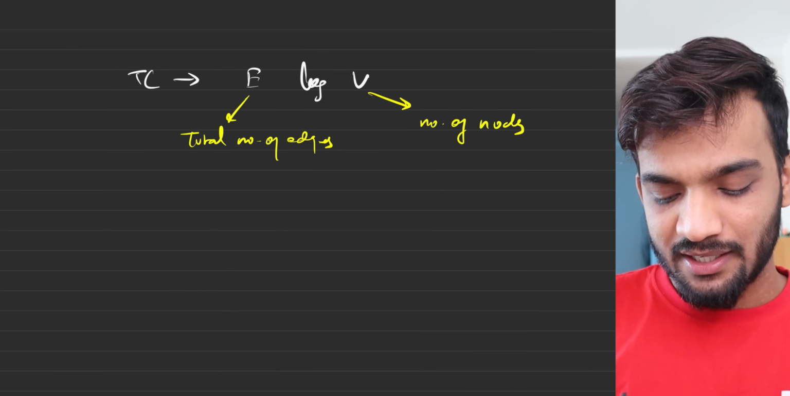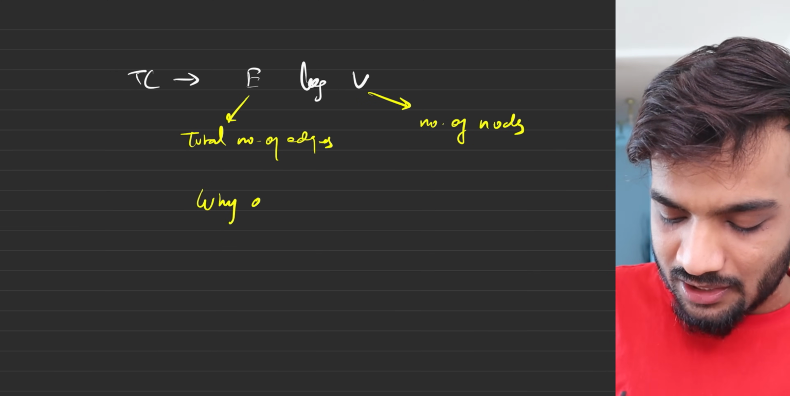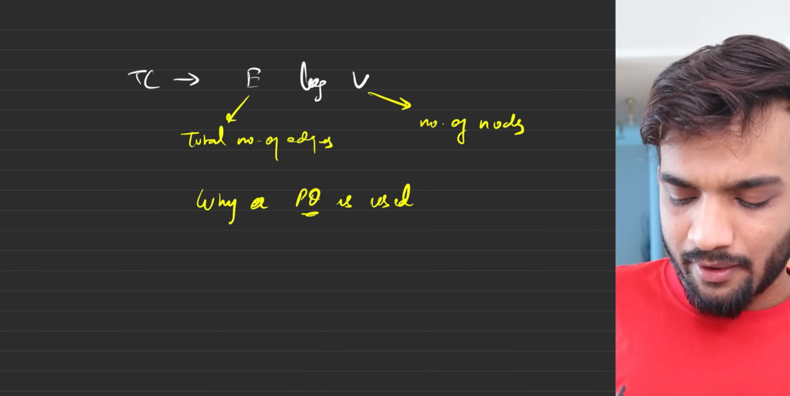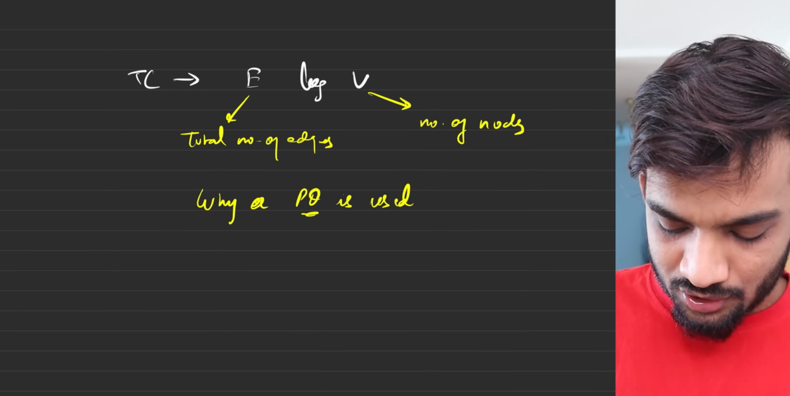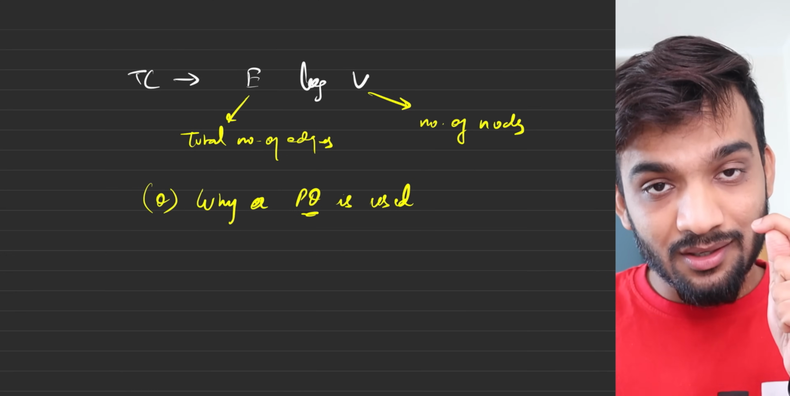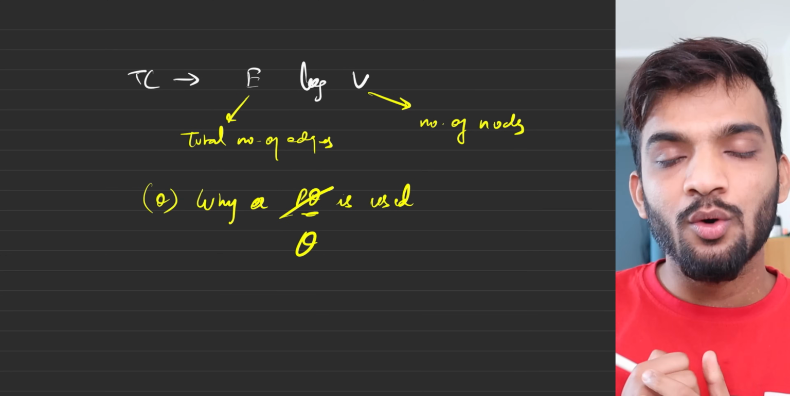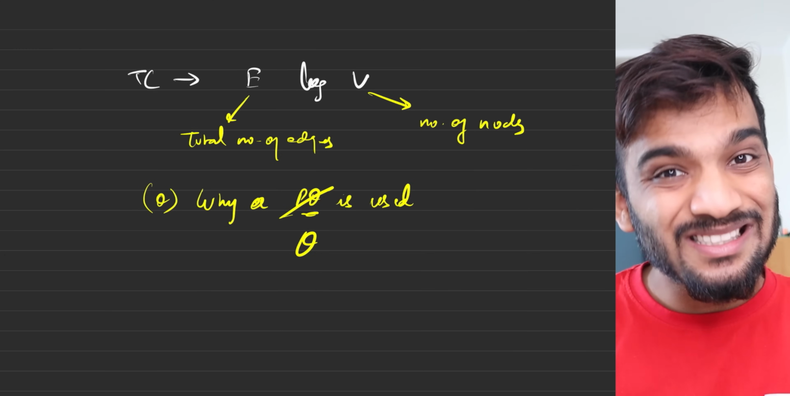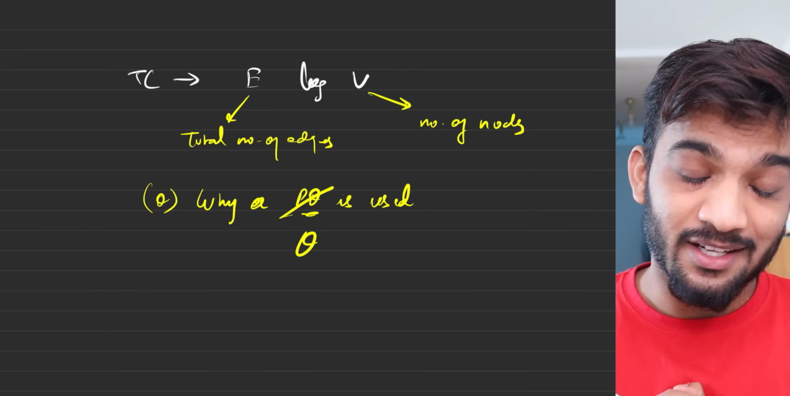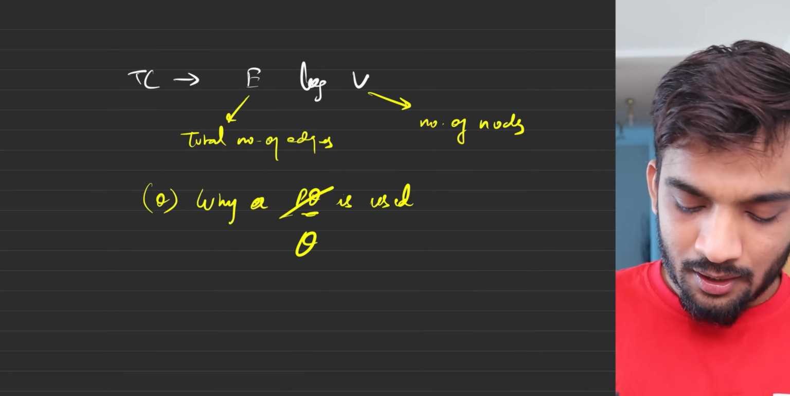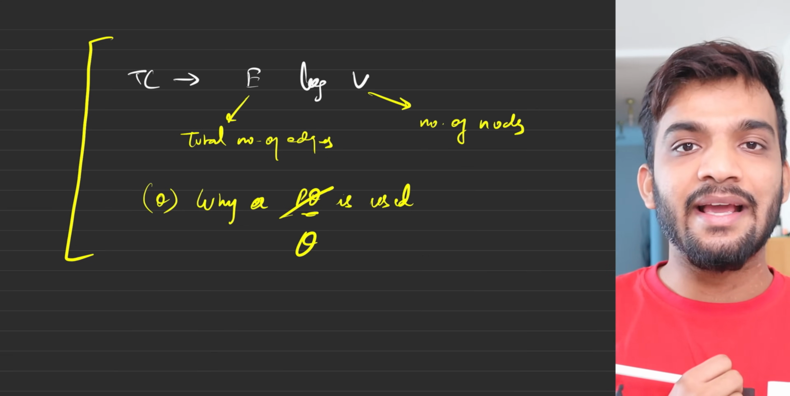I'll also be discussing why a priority queue is used, or why a data structure where you need the minimum at first is used. Because in the same code, try this out: replace the priority queue with a queue data structure. It will still give you the correct answer. You can try that out. But I'll be explicitly explaining these couple of things in the next video.